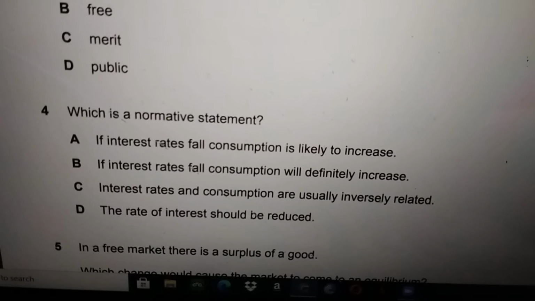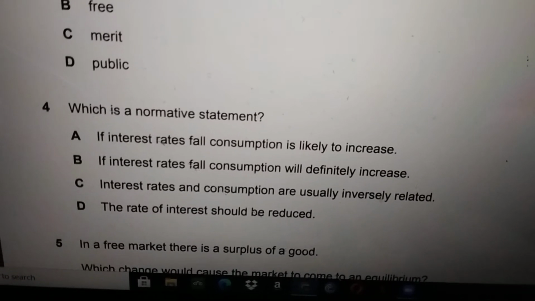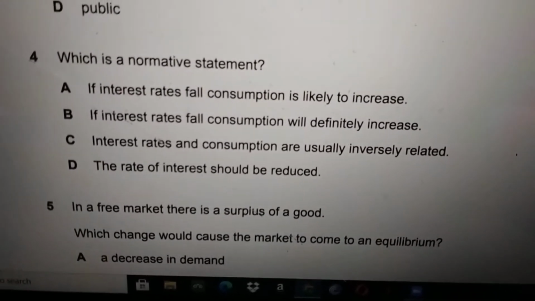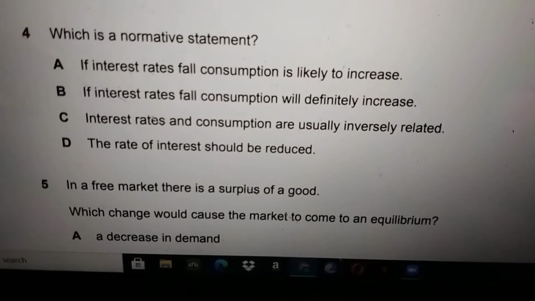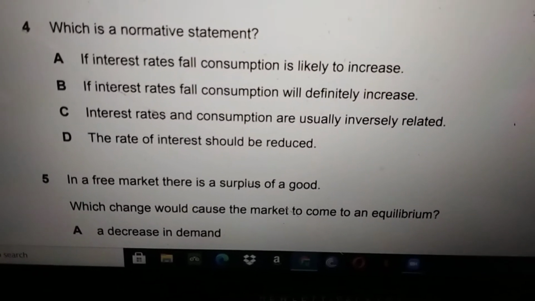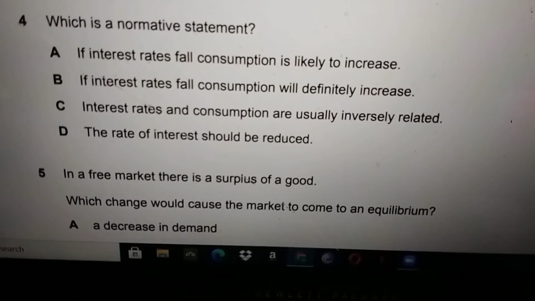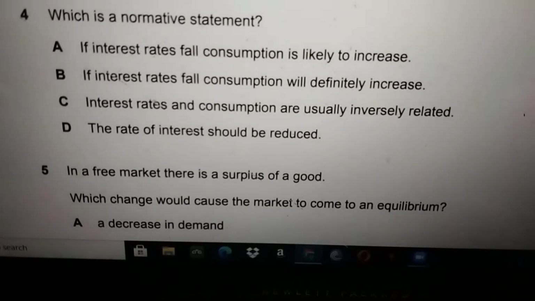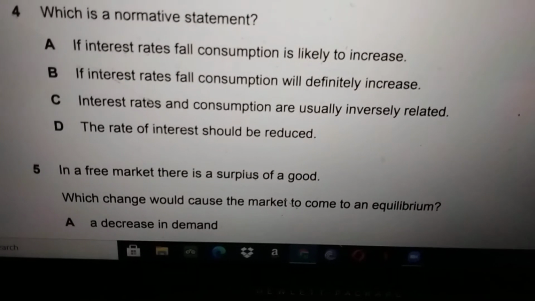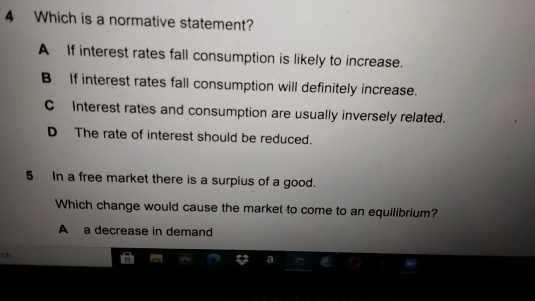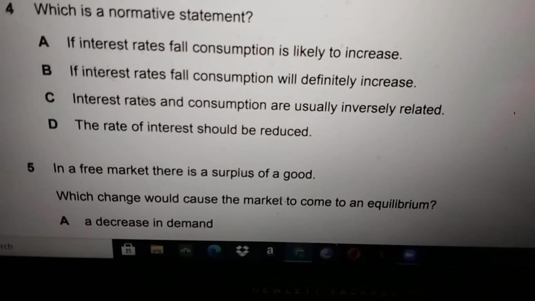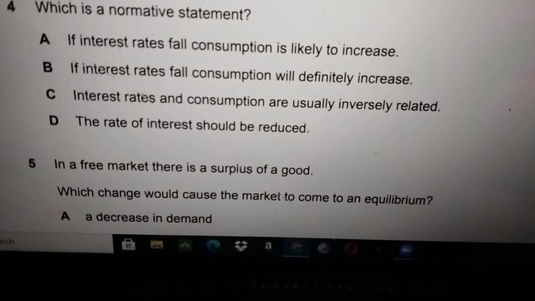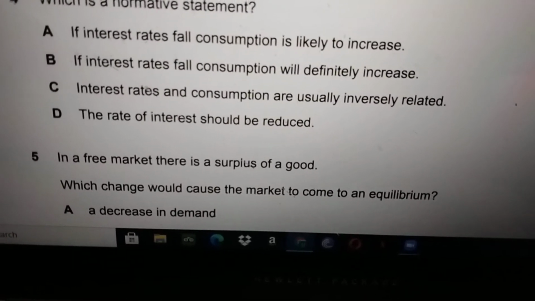Number 4 asks which is a normative statement. Normative statements are value judgments, whereas positive statements contain economic facts. If you read options A, B and C, they are all positive statements. If the interest rate falls, consumption is likely to increase. Yes, that's true. If the interest rates fall, consumption will definitely increase. We can generalize it. So A and B are positive statements.